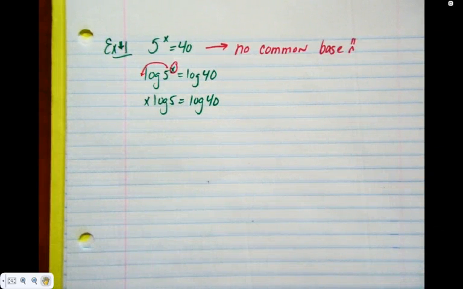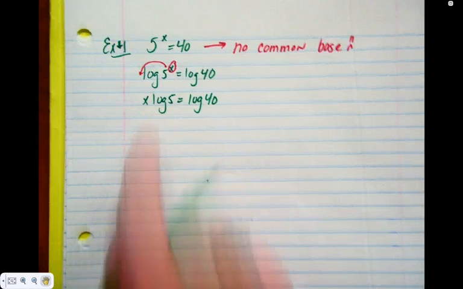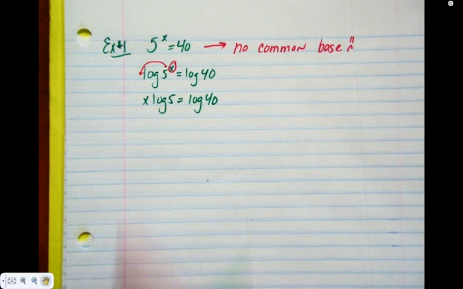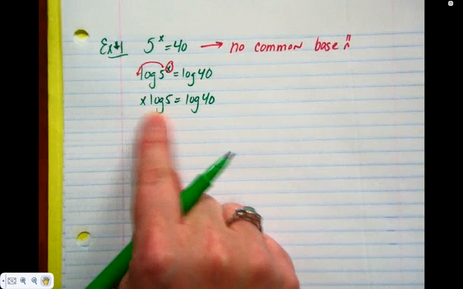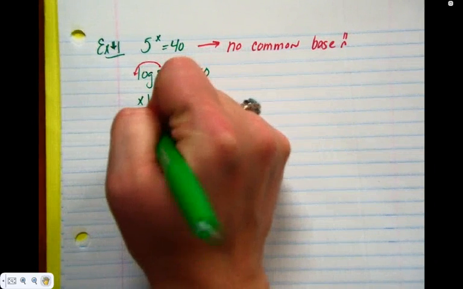Step number 3, all variables on one side, anything without a variable to the other. So we're done because all my x's are on one side. Step number 4 is isolate x. So how do I get rid of a multiplication by log 5? Divide by log 5.